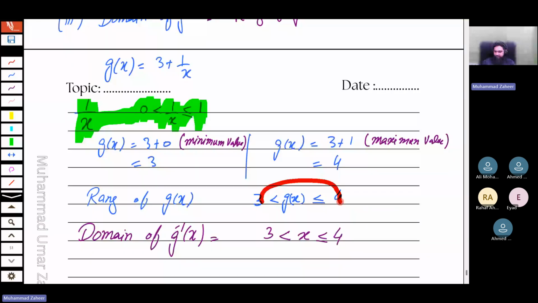We have to find the domain. The domain is the same as the range, so obviously we are talking about the domain, which is shown by x. So x is greater than 3 and less than or equal to 4.